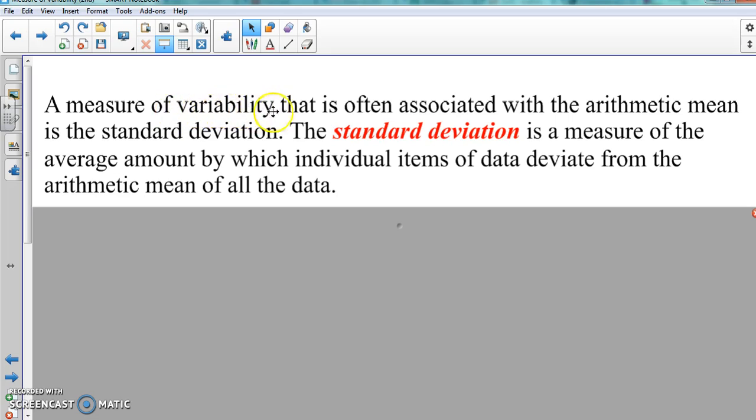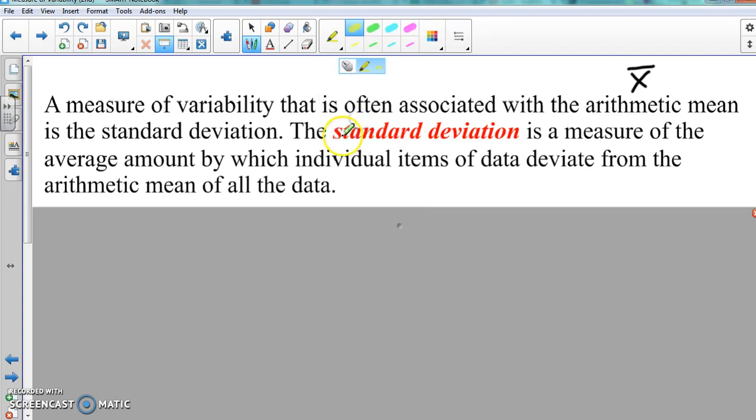The measure of variability is often associated with the arithmetic mean of the standard deviation. Remember, we said the arithmetic mean, when it comes to calculator purposes, is the x with the line over top of it. That's the arithmetic mean. But it's often associated with the arithmetic mean here. Now, the standard deviation definition is right here.